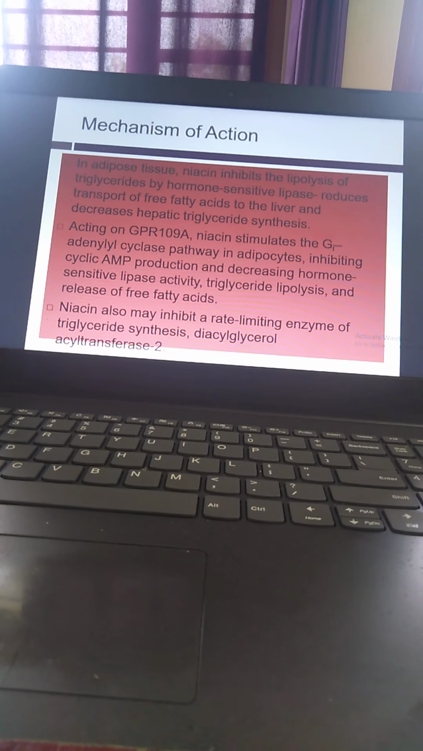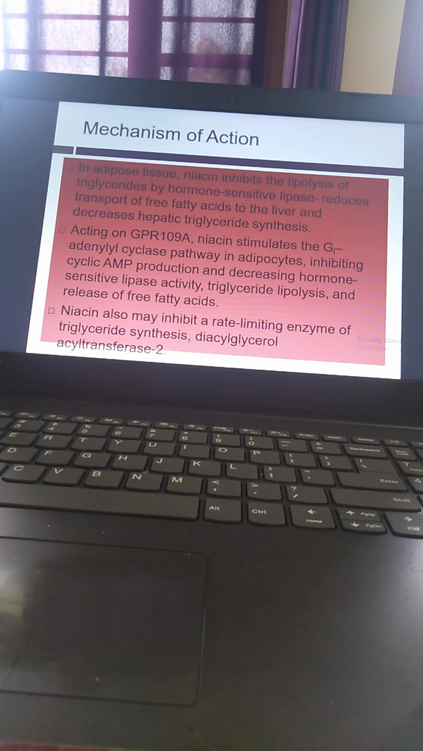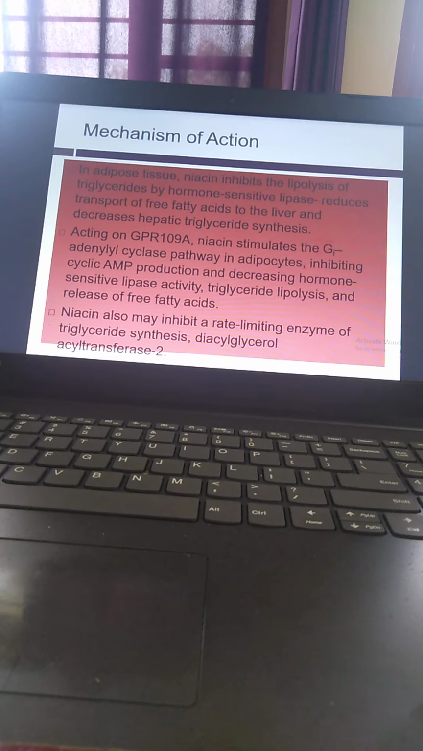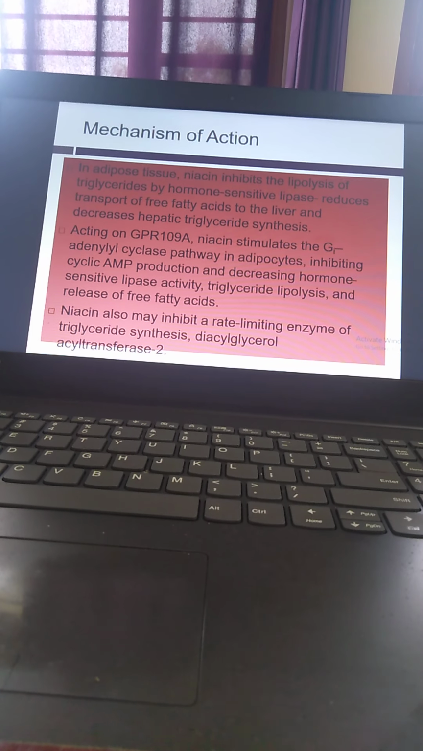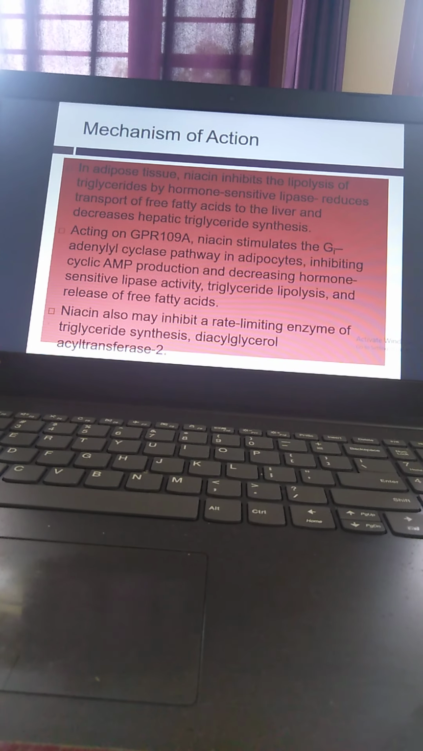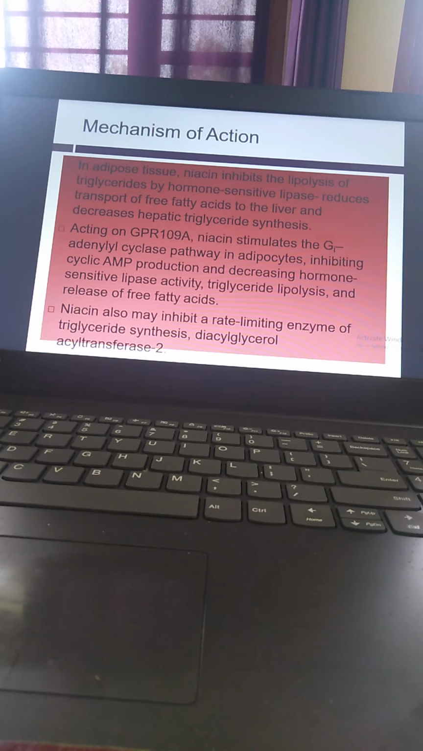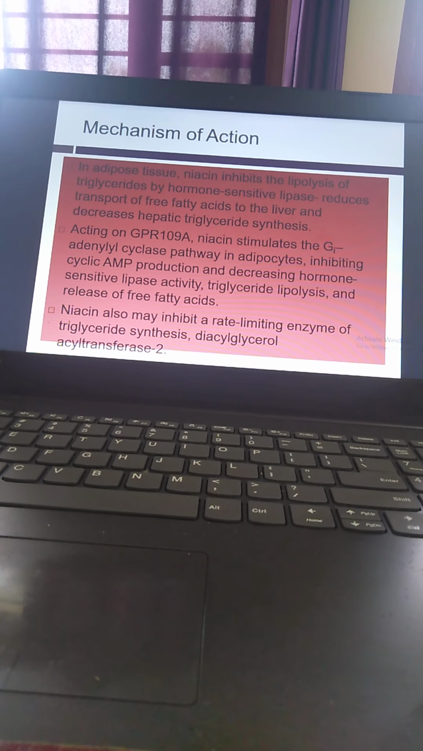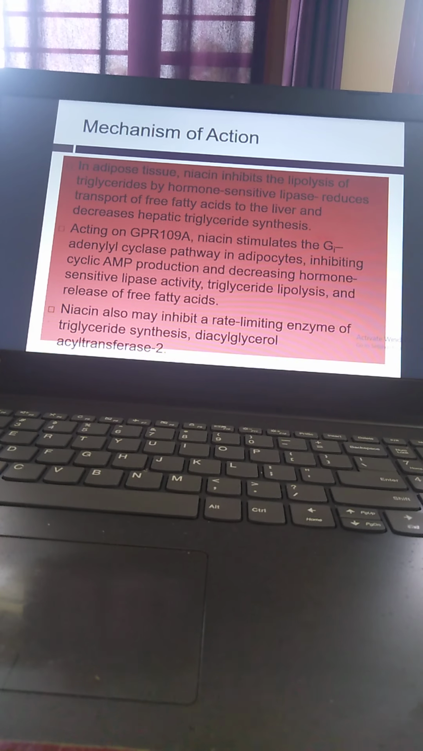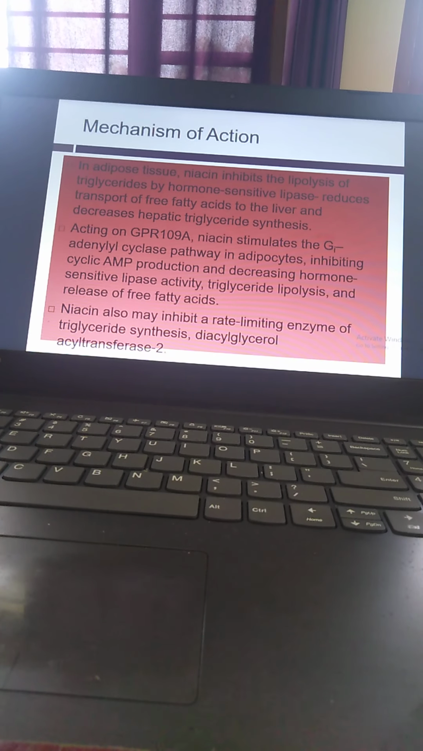Mechanism: in adipose tissues it acts. Niacin inhibits lipolysis. Inhibition of lipolysis is the main mechanism of action, and triglyceride breakdown by hormone-sensitive lipase is reduced, which reduces transport of free fatty acids to the liver and decreases hepatic triglyceride synthesis. Acting on GPR109A, niacin stimulates the Gi adenylyl cyclase, a G protein pathway that is inhibited in adipocytes, inhibiting cyclic AMP production and decreasing hormone-sensitive lipase activity, triglyceride lipolysis, and release of free fatty acids.